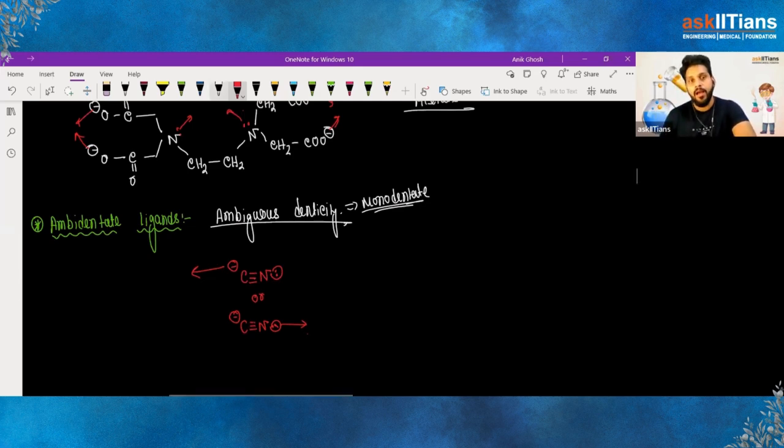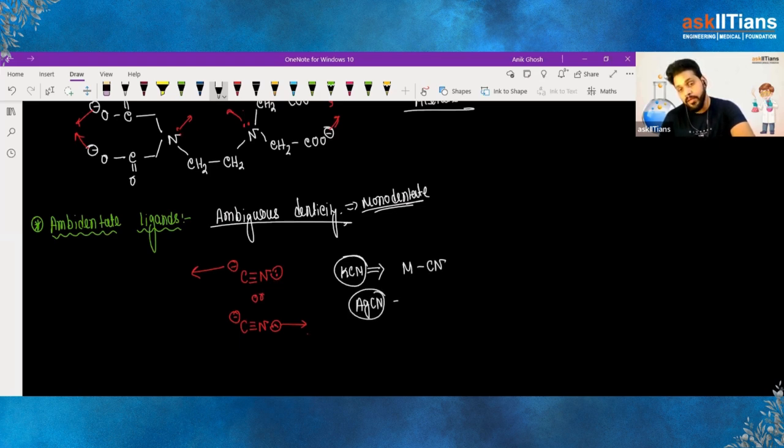For example, remember in organic chemistry you learned that whenever KCN is given, you get cyanide, and whenever AgCN is given, you get what? Isocyanide, isn't it, guys? It's the same thing. When the carbon center attacks, we call it cyanide. When the nitrogen center attacks, we call it isocyanide. Okay. So this is the main thing.